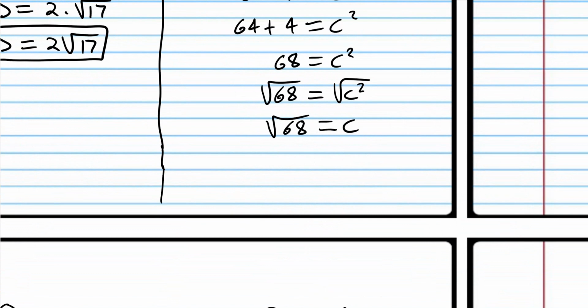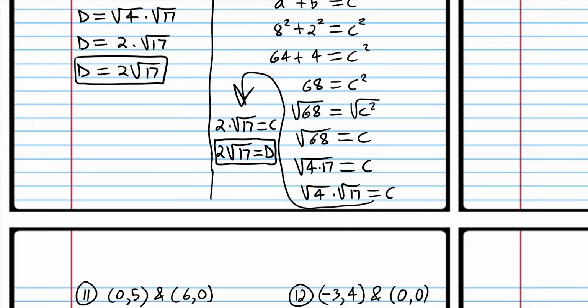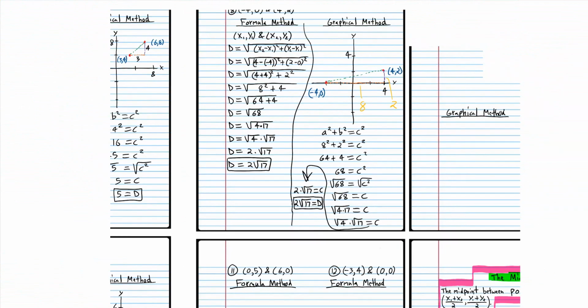But remember, you're not allowed to leave a perfect square inside there. So if you factor it, you find it's 4 times 17, and 4 is a perfect square, so we get square root 4 times square root 17. And we're out of room. That's okay. You just go up here with an arrow, and square root 4 is 2. You can get rid of that dot and make the c a d, because we're looking for distance. And there you go. 2 square root 17. So if you got that answer, good job.